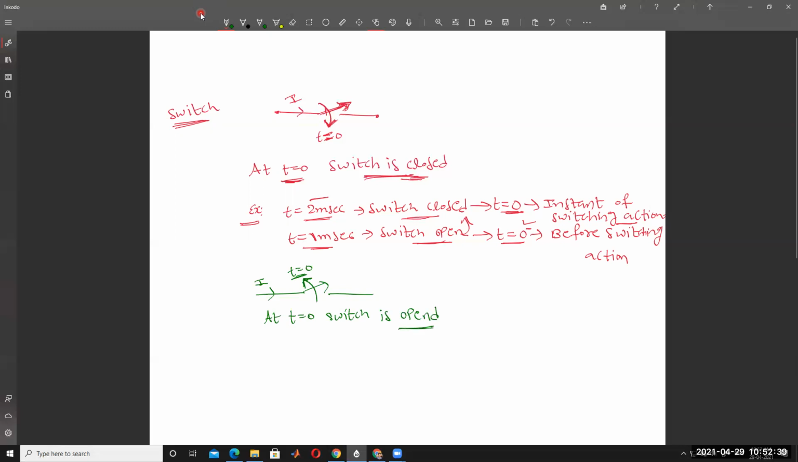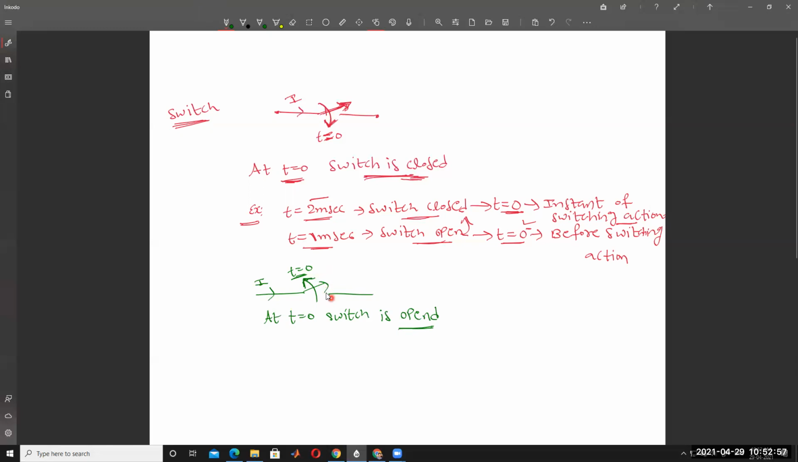Understood? So it's going in the upward direction. Okay, the switch is moving upward. Like this, it's moving in the upward direction. Am I right? That means it is moving from the closed contact to the open contact.